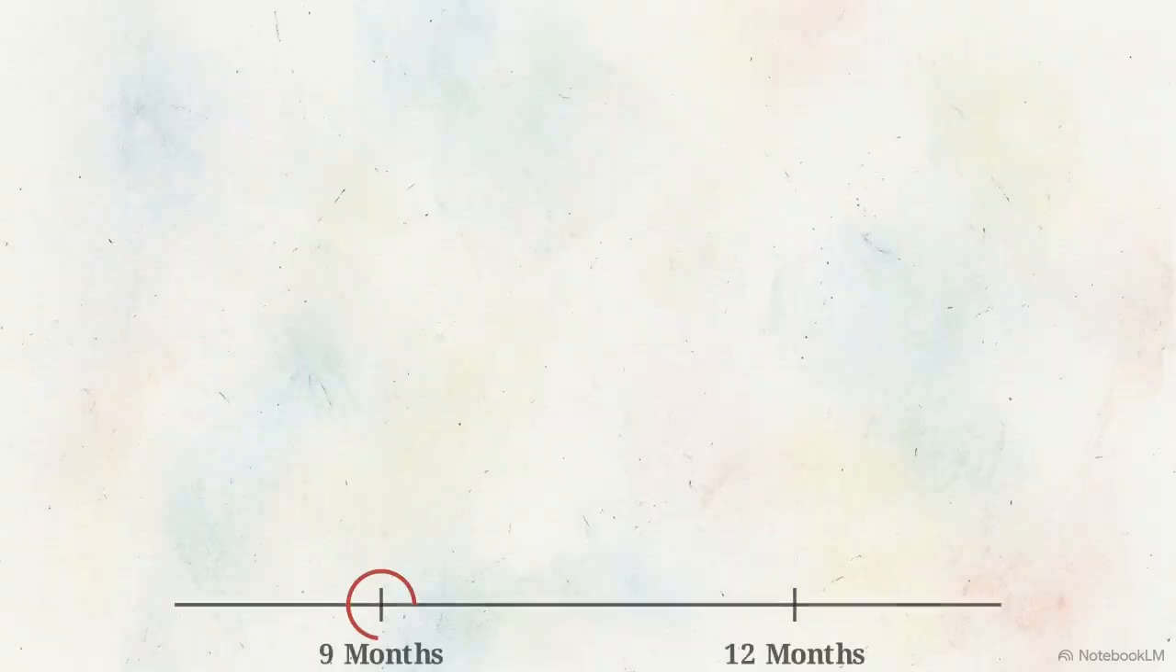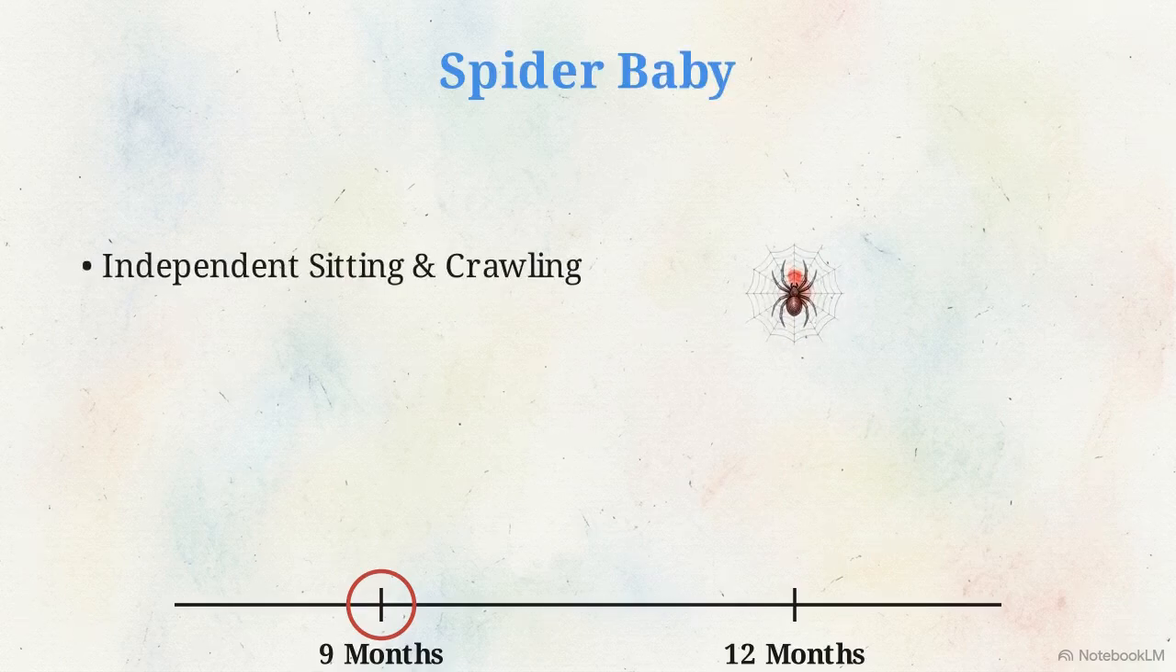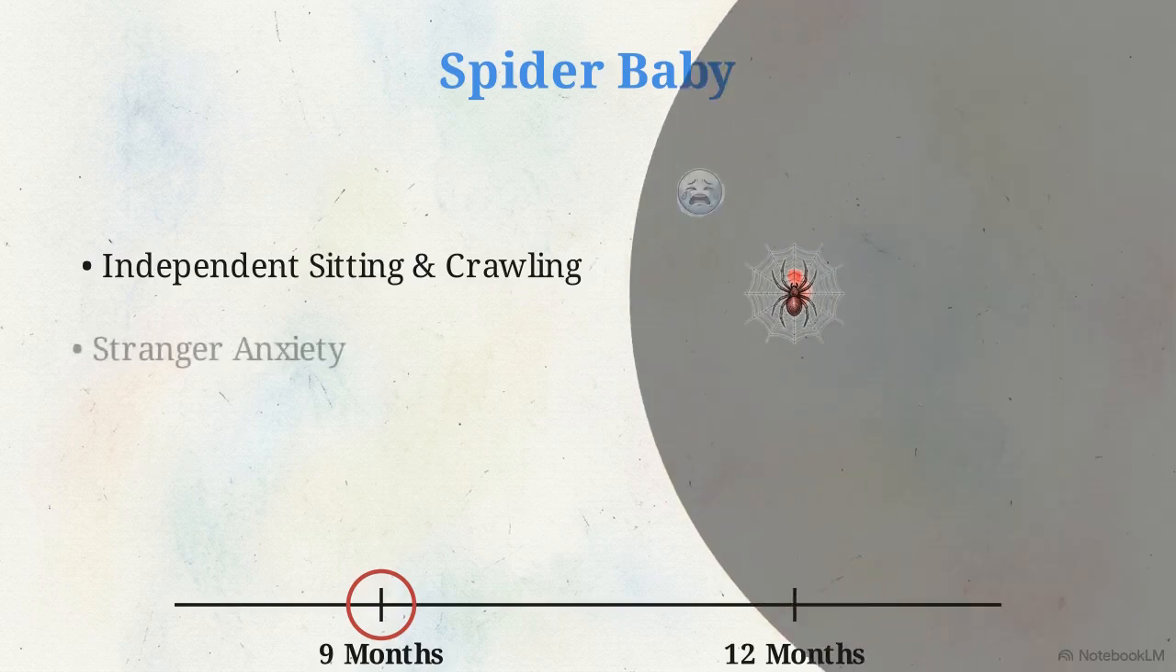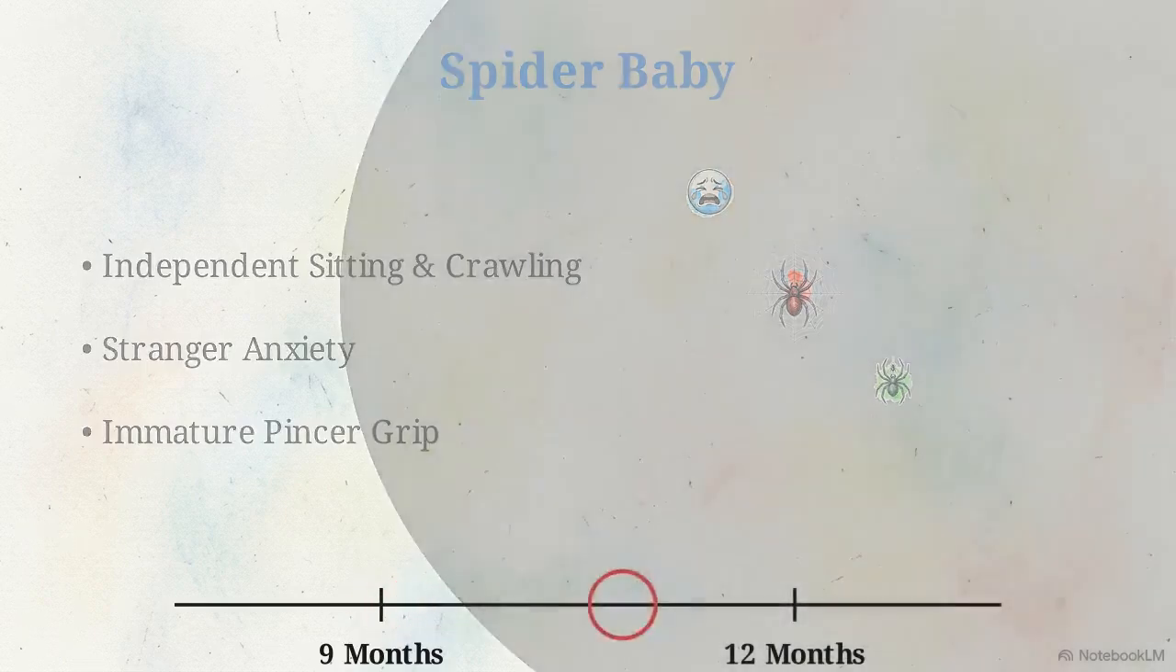At the 9-month node, we use the spider baby metaphor. Like a spider, the infant now crawls and can sit on a web, meaning they have achieved independent sitting. This is also when the spider sees a stranger and cries, representing the clinical onset of stranger anxiety. Finally, the spider picks up a fly, symbolizing the development of the immature pincer grip.